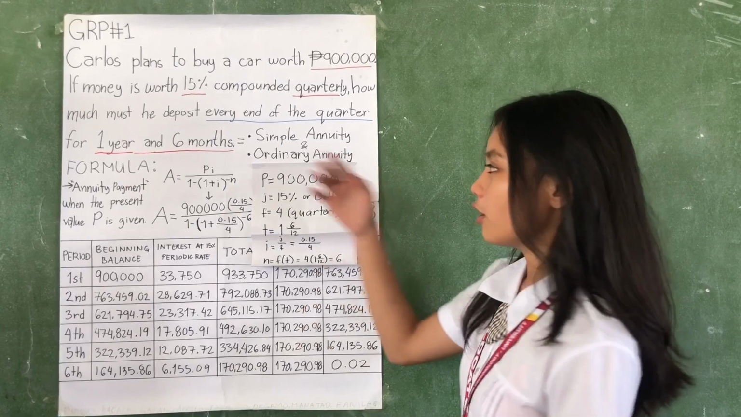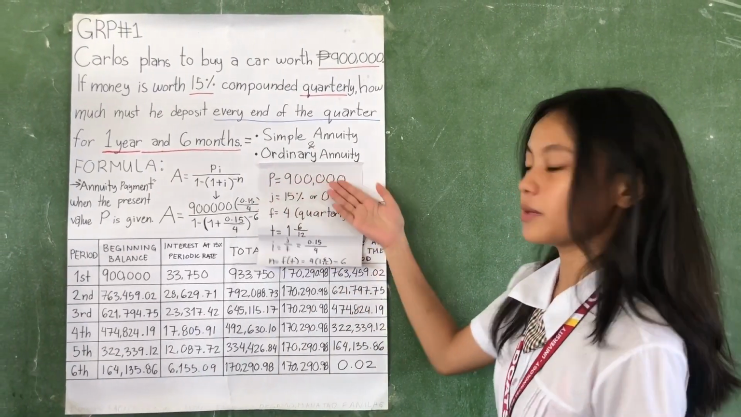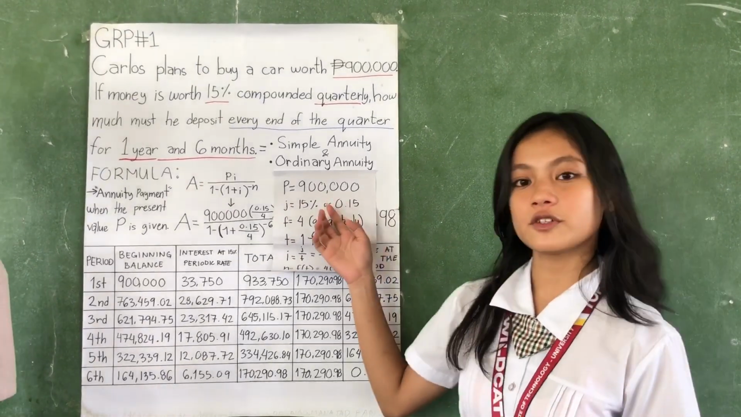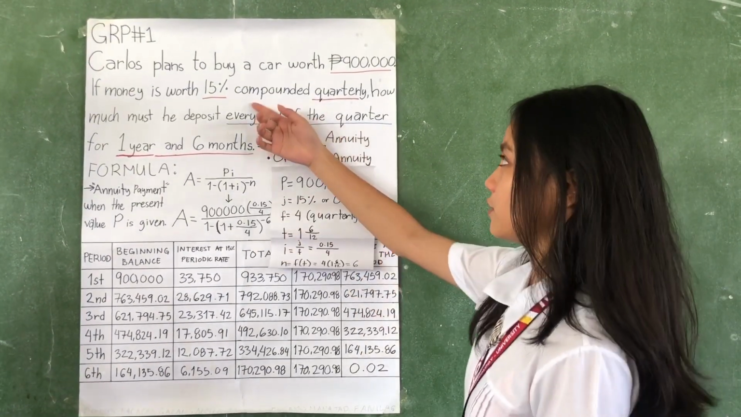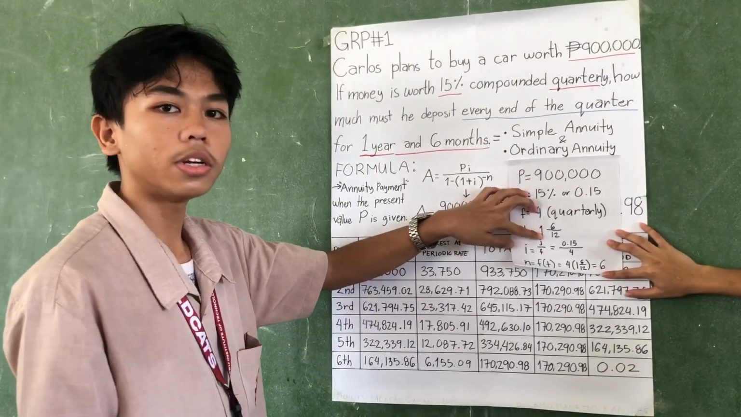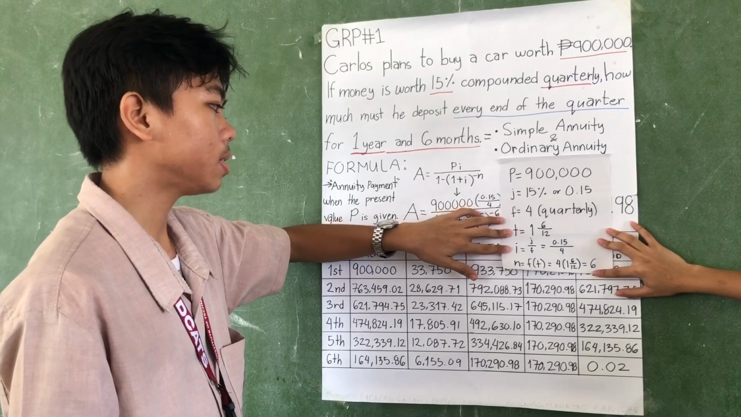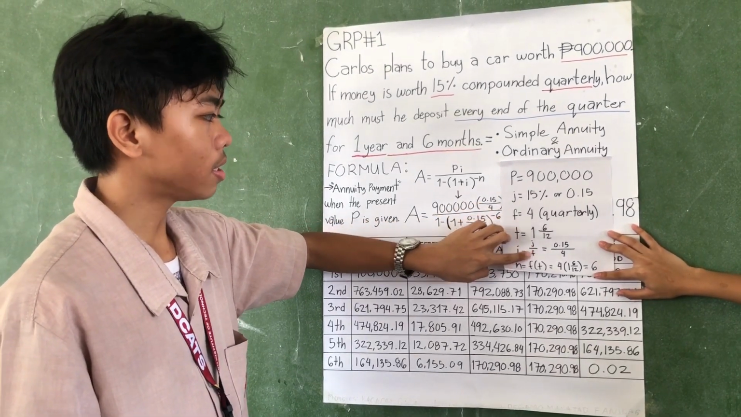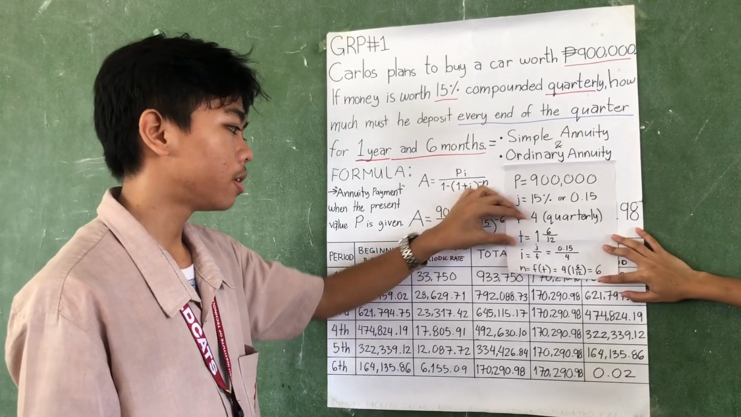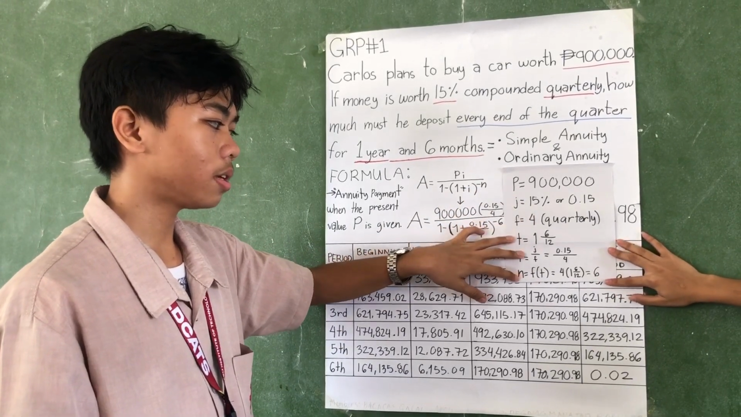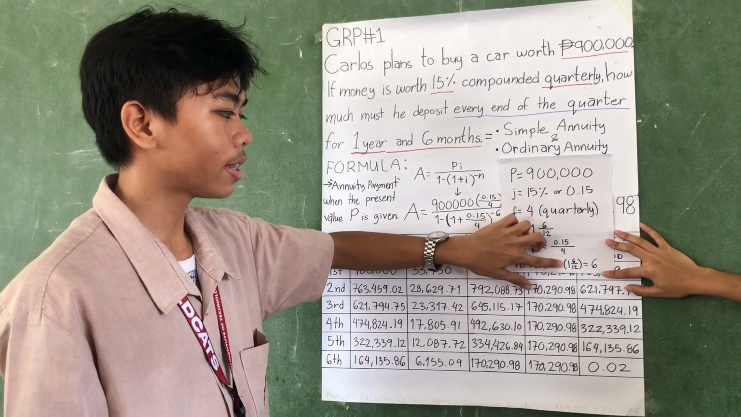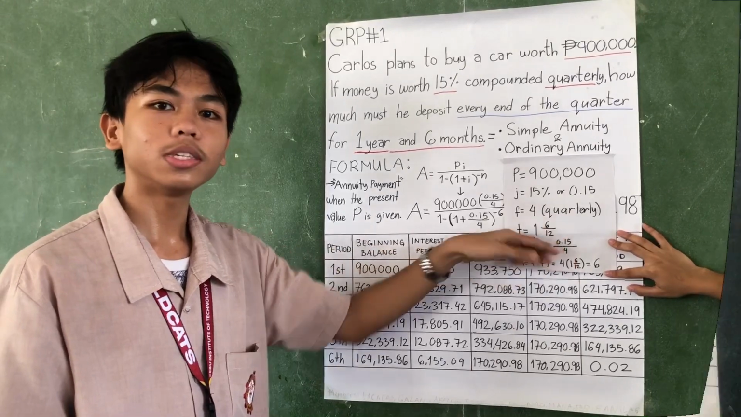Our given: our present value is 900,000 pesos, our nominal rate is 15% or 0.15. For our frequency, it is 4 because it is compounded quarterly. And the time is 1 year and 6 months, so 1 and 6 over 12. The periodic rate, J over F, is equal to the nominal rate over the frequency, which is 4. The number of conversions is equal to the frequency multiplied by time: 4 times 1 and 6 over 12, which is equal to 6.